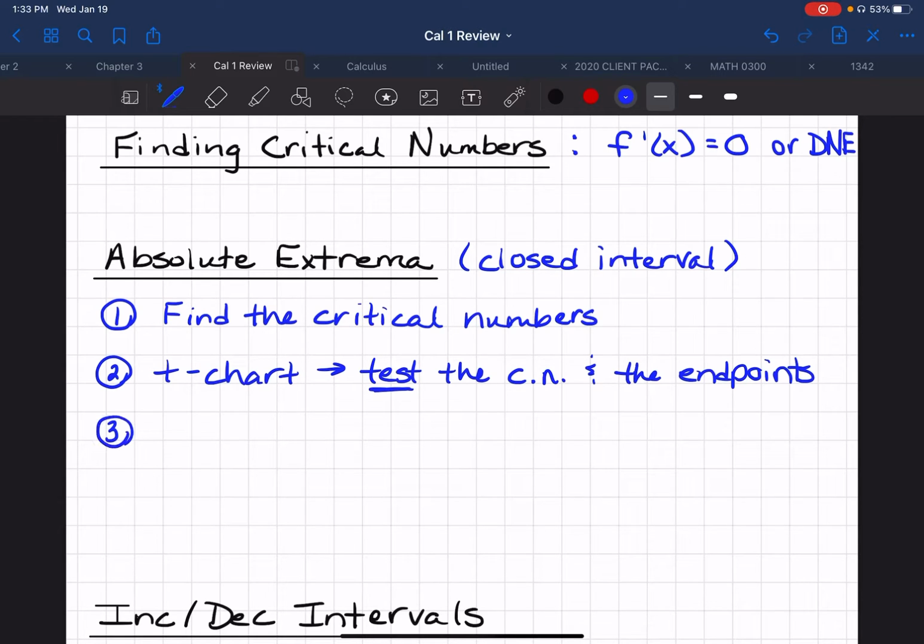Your least value will be your absolute minimum, and your greatest value will be your absolute maximum. So it could be one of the critical numbers or it could be one of the endpoints. If you're asked to find the absolute min or max, or absolute extrema, those are your steps.